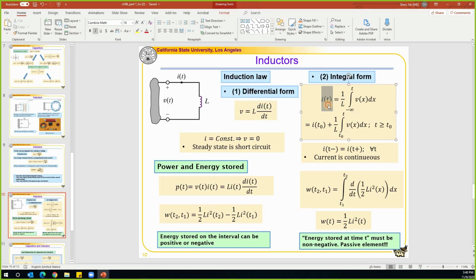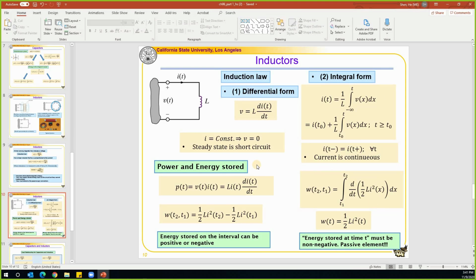That is how we calculate the current. If i(t0) is given, you can take i(t0) plus the integration from t0 to the time that you are interested in, t. And from here, we know that the current is the integration form of the voltage. Current is continuous. So this is the continuity property of an inductor. So the continuity of an inductor tells you that the current is continuous.